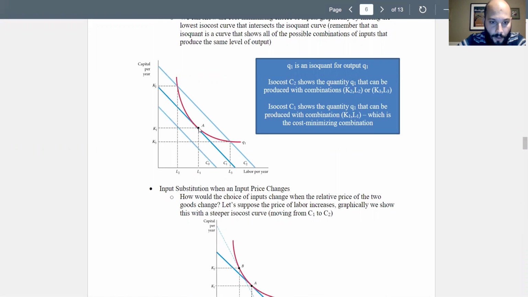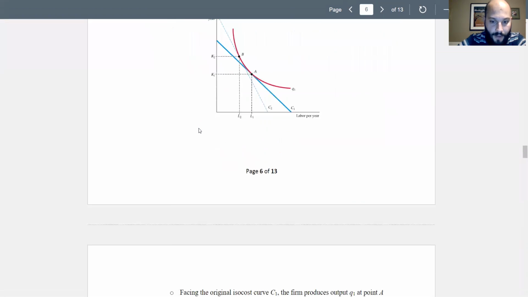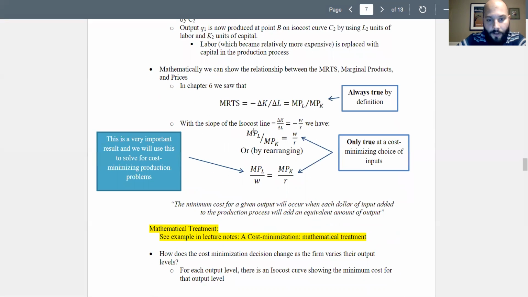And then the slope of the budget line, of any budget line, is negative W over R. So ultimately we have MPL over MPK equals W over R. Right, so here is our tangency condition for a producer cost minimizing optimum. In the next video, we will talk about specific mathematical examples.